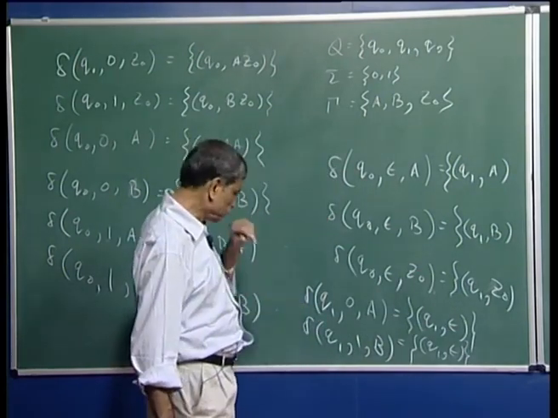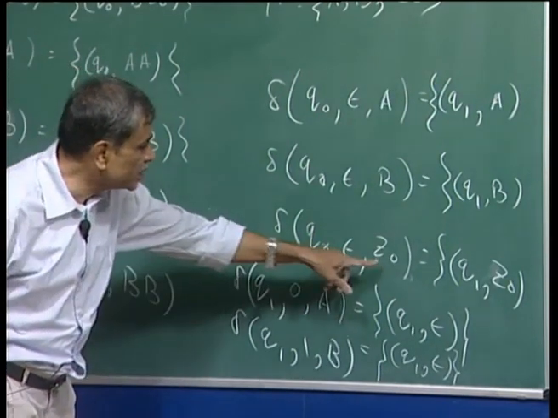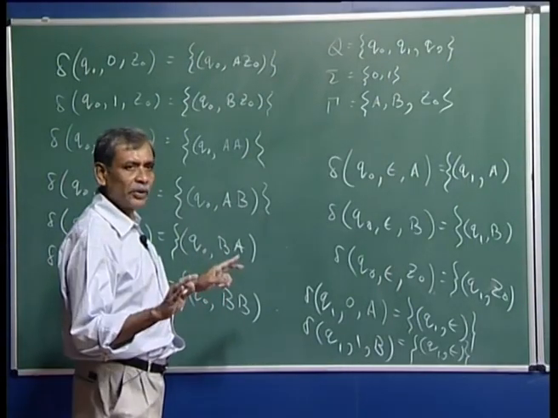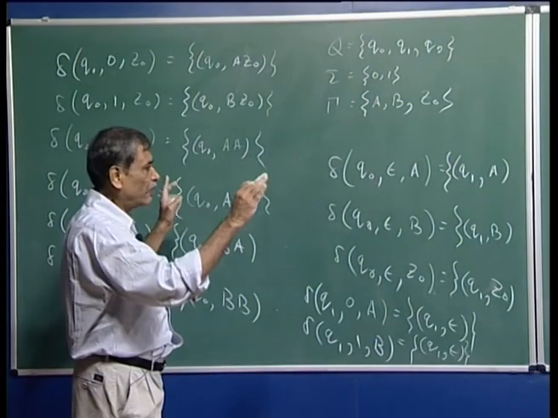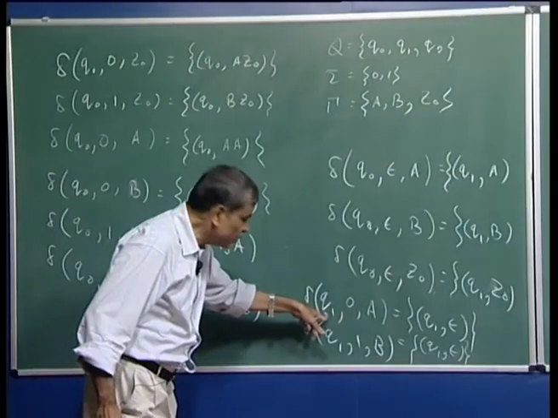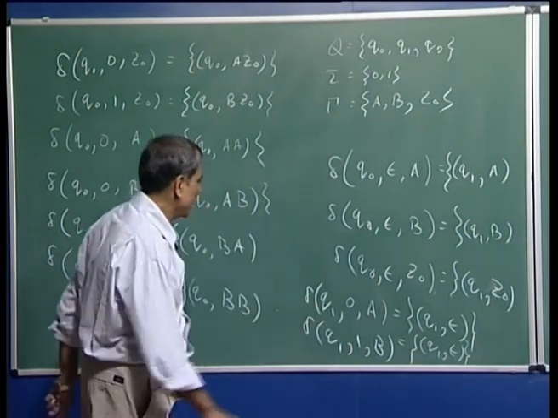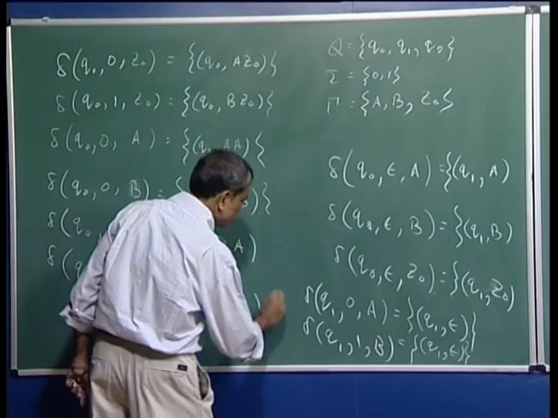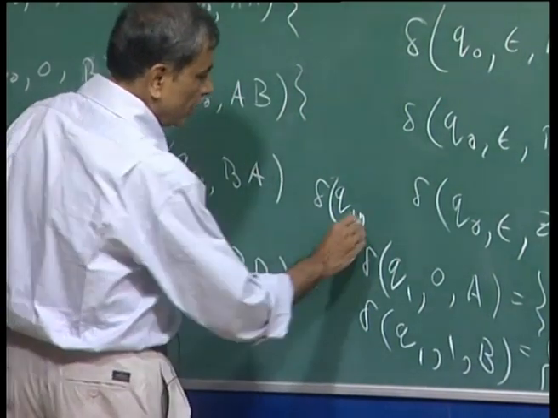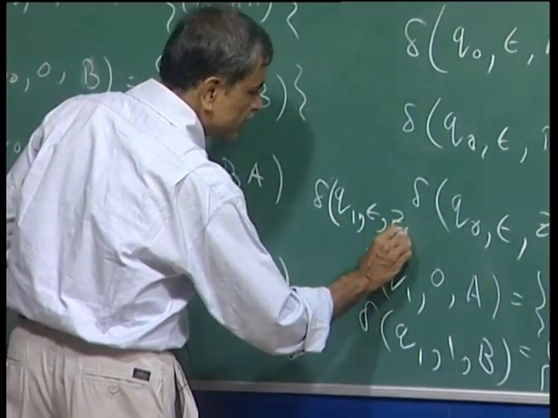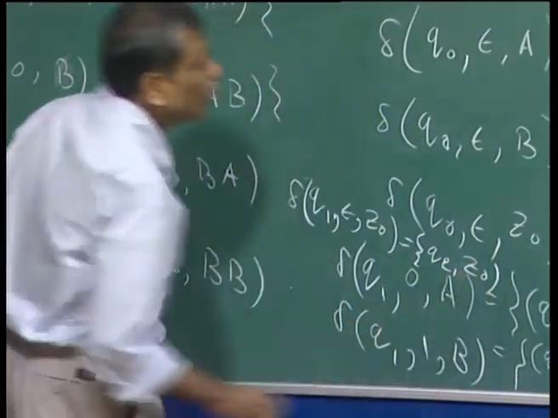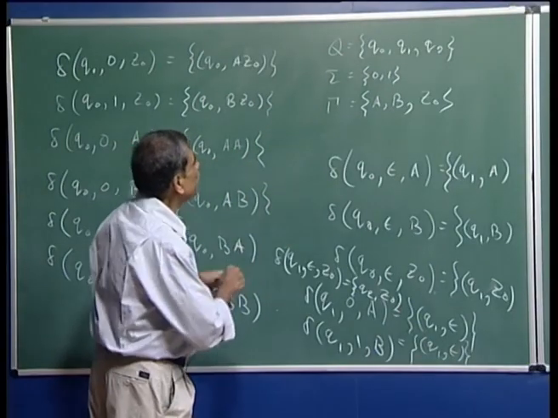Now in Q1, if you see a Z0 on top of the stack, then what does it mean? It could mean that everything is all right, right? That some string was there in the first half which was put on the stack, and now Z0 has been exposed because we are in the second half and we are seeing Z0, right? So, let me write this: delta in Q1, on epsilon and Z0, I should go to a new state Q2, with Z0, and this Q2 will be my final state.